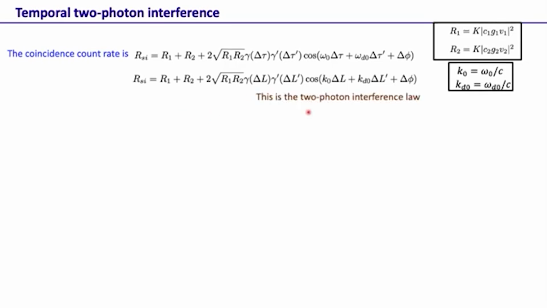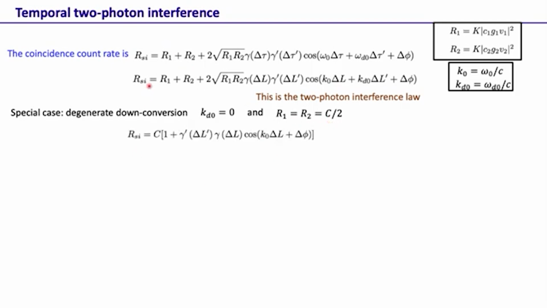Okay, now this is the two-photon interference law applicable for a general two-photon interference. Let's look at some special cases. First we'll look at the degenerate down conversion, in which the omega d naught is 0. That means the central frequency of the signal and central frequency of the idler, they are equal, so the difference is 0. We also assume that the R1 and R2, they are equal. That means the field amplitude coming in the two alternatives are equal. And in that case, we get a slightly simpler expression, that is C equal to 1 plus gamma prime delta L prime gamma delta L cosine k naught delta L plus delta phi.